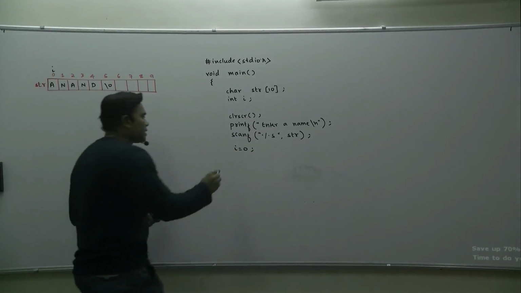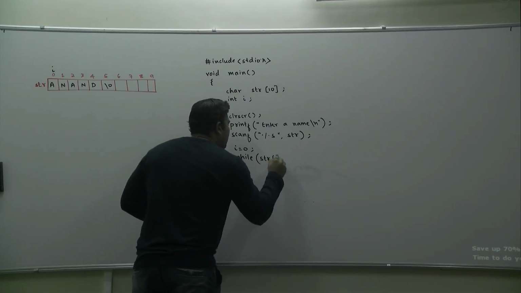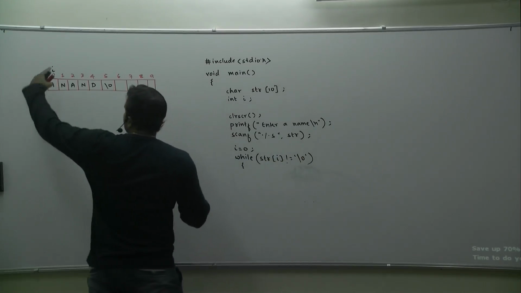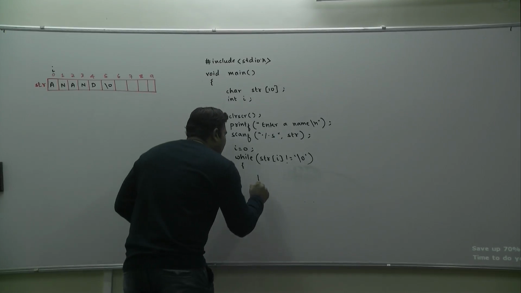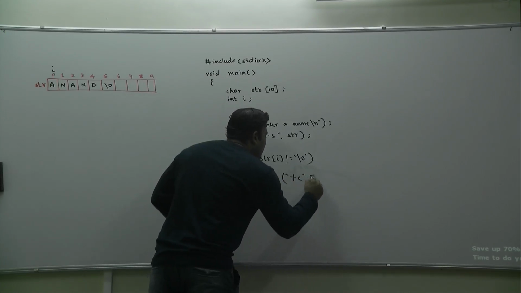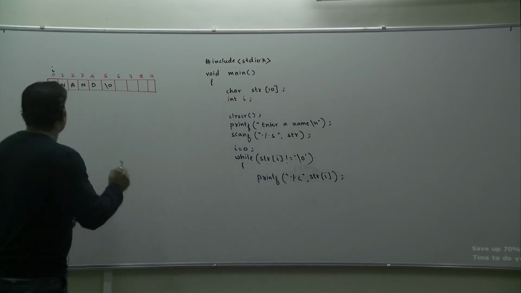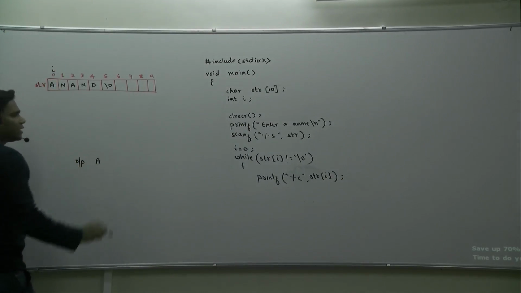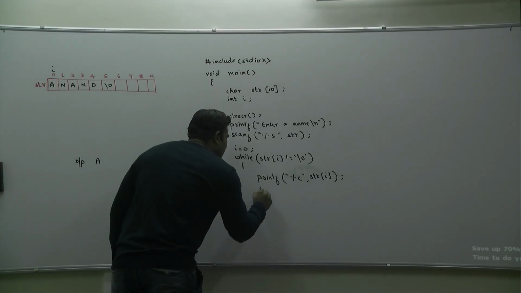Next, as long as str of I is not equal to null. Check: str of I is A. It is not equal to null. If it is not equal to null, I will print that character. Printf percentage c, that character str of I will print. As you can see, at str of I I have A, so A gets printed. After that, what will you do, sir? After this, I can tell plus plus I.